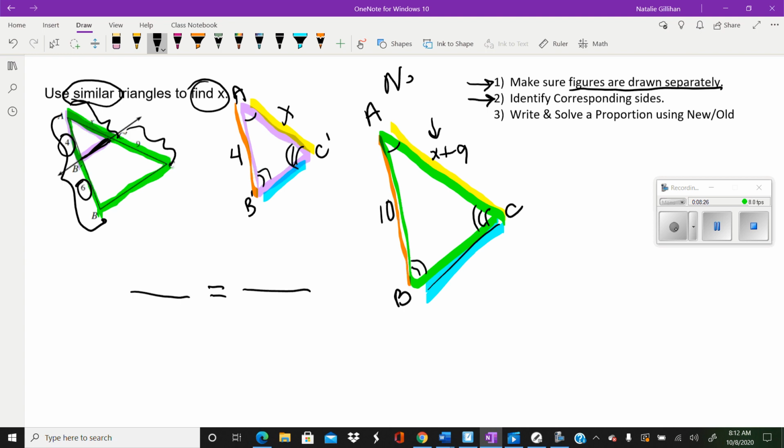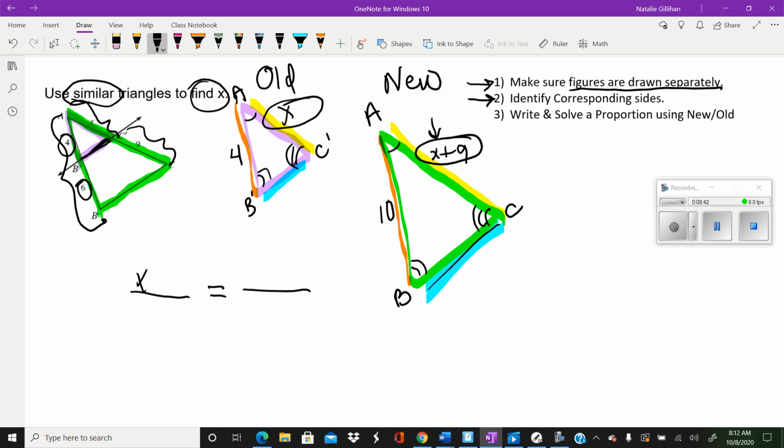Okay, so I'm going to call this my new guy, and I'm going to call this my old guy. In the absence of them telling you which is which, you can choose. It doesn't matter. You can pick which one's new and which one's old. Just be consistent, okay?